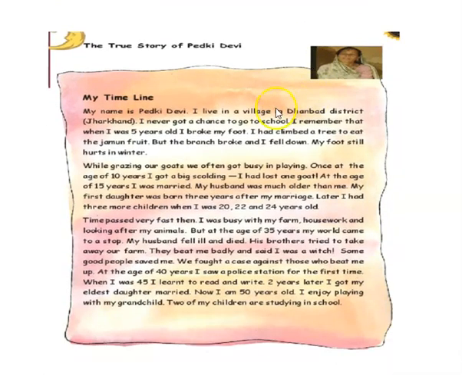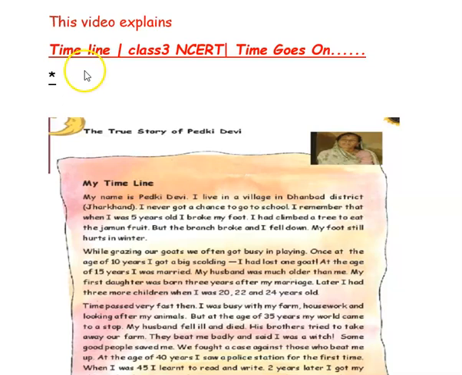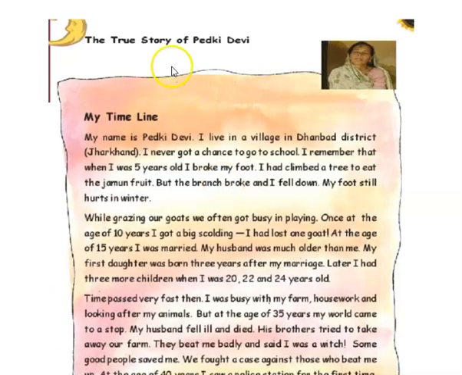In this video, we are going to see a few examples on how to create a timeline. The question goes like this. They have given the true story of Pedki Devi. My timeline. She is telling her timeline.